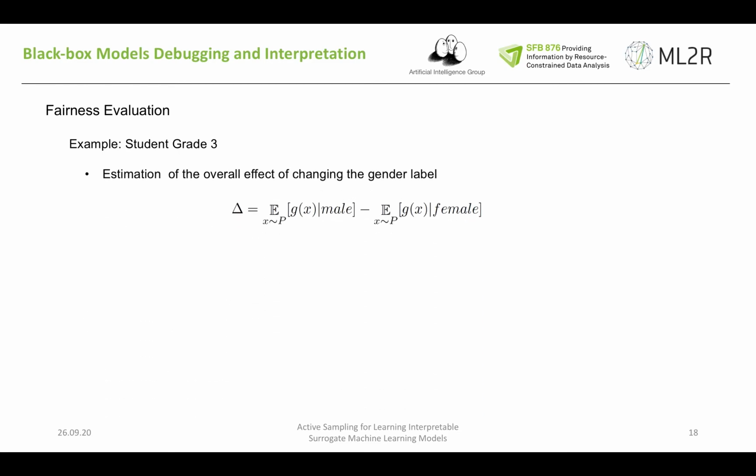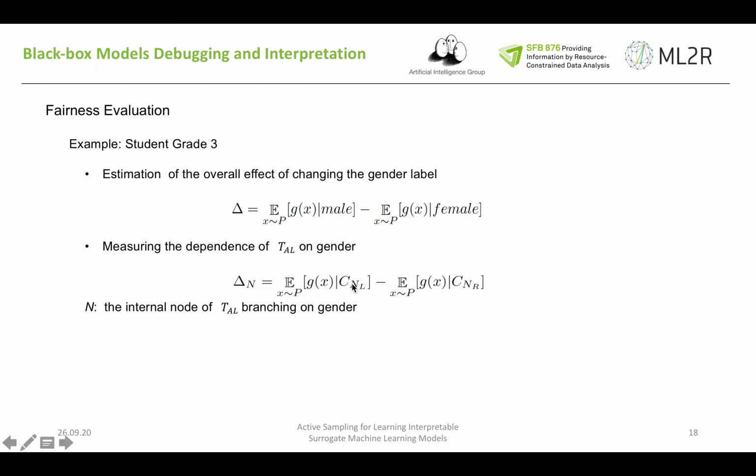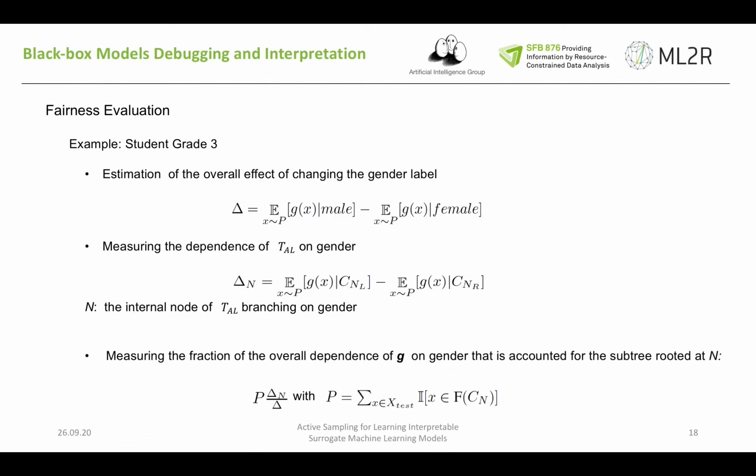We start by estimating the overall effect of changing the gender label on the output of the black box model by measuring this quantity. We also estimate the dependence of the surrogate decision tree on the gender by measuring the deviation in the output of the black box model given different gender information, by considering the subtrees branching on the gender feature. And finally, we measure the fraction of the overall dependence of the black box model on gender that is accounted for by the subtrees rooted at n by this proportion.